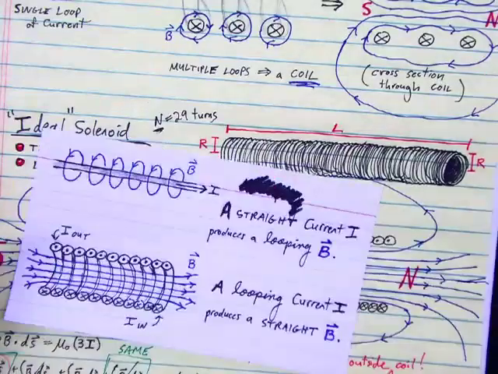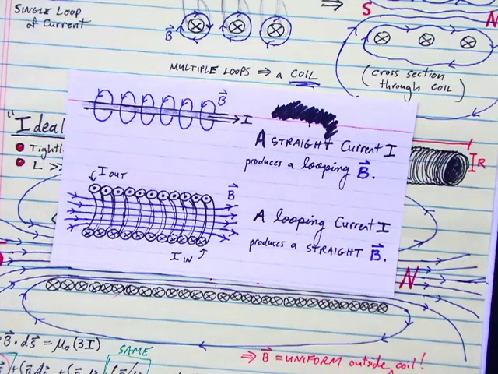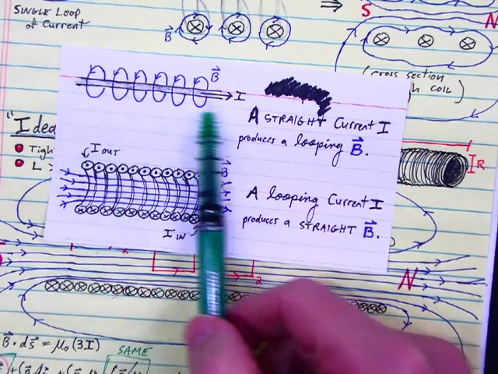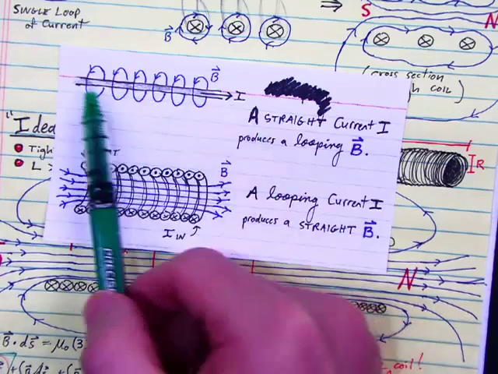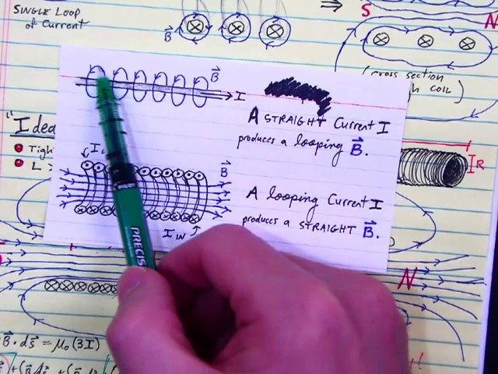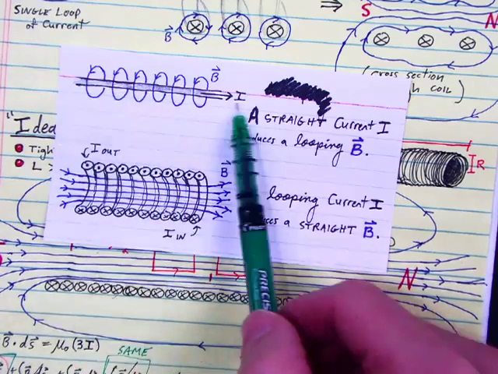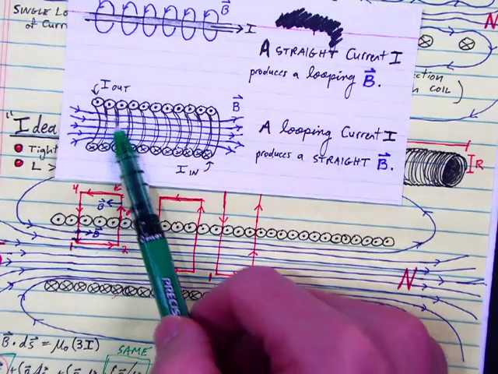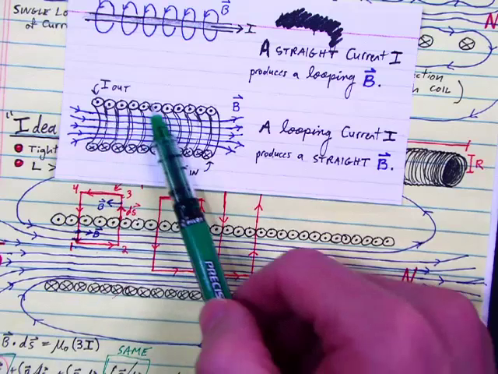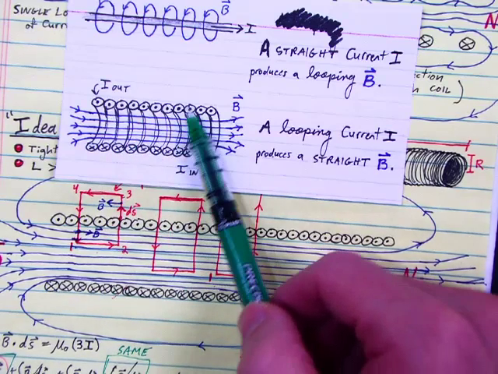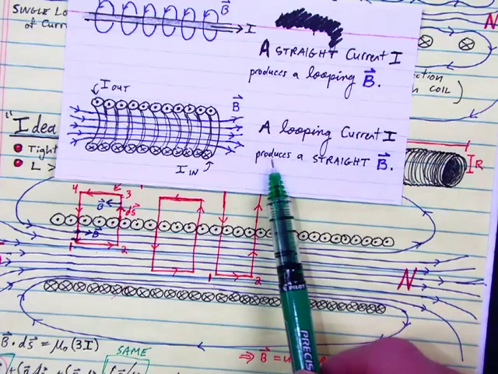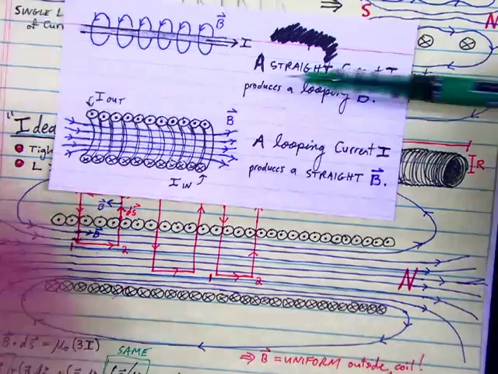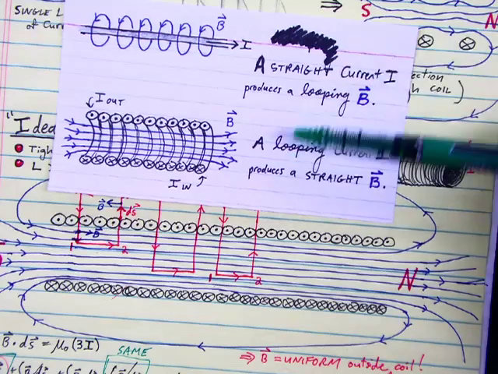Another kind of recap here. If you've noticed some interesting phenomena here, we've seen that a straight wire carrying a current produces B field lines that loop around it like this. Straight current produces looping B field lines. But now if our current is looping, if our current is spiraling around through our coil, if we have a looping current, that produces a straight magnetic field on the inside. So an interesting kind of reversal of geometries for these two cases.